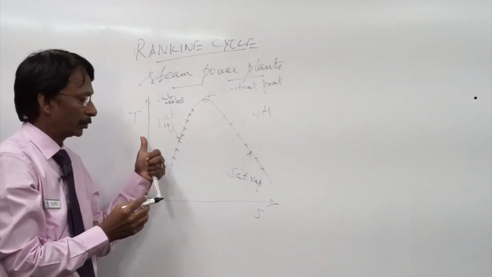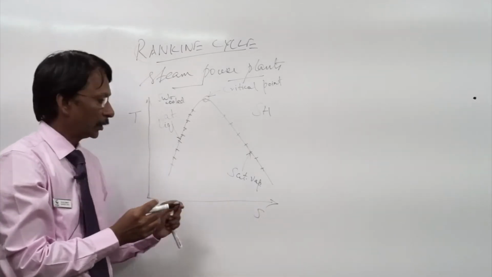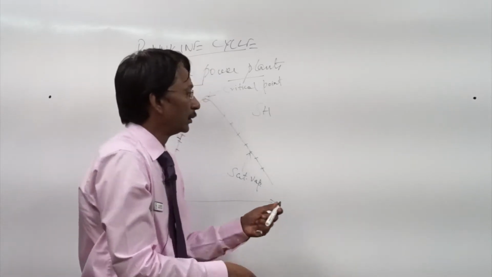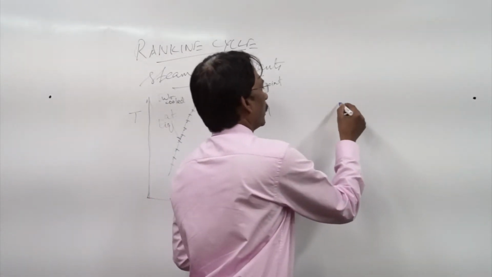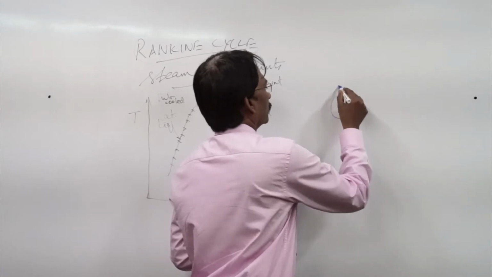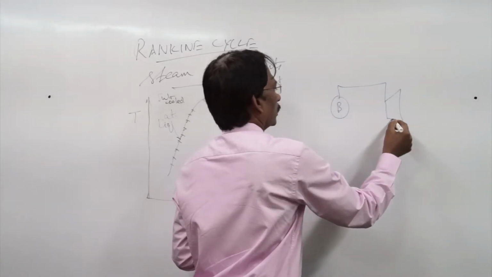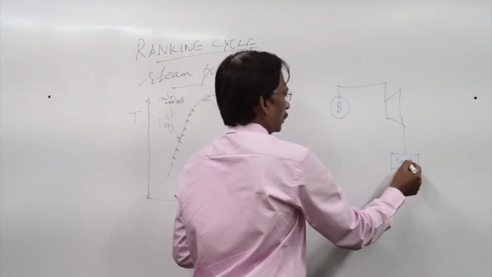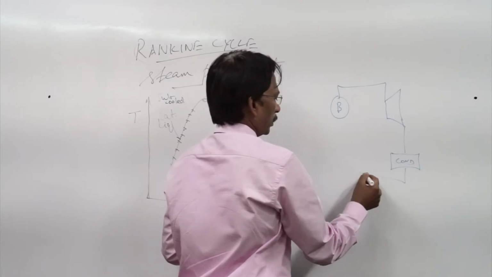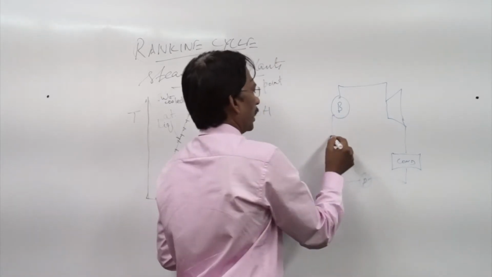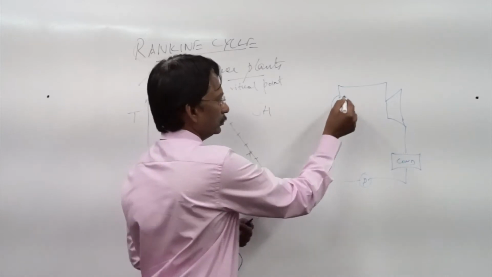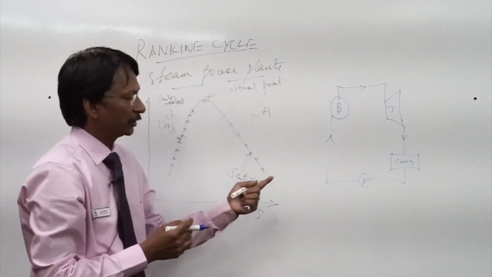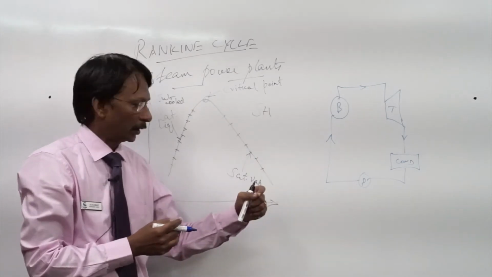Well, this is the temperature entropy plot. Now, we will represent the steam power cycle, a boiler, a turbine, condenser, pump, back to the boiler as feed water. The basic or the essential components in a steam power plant.